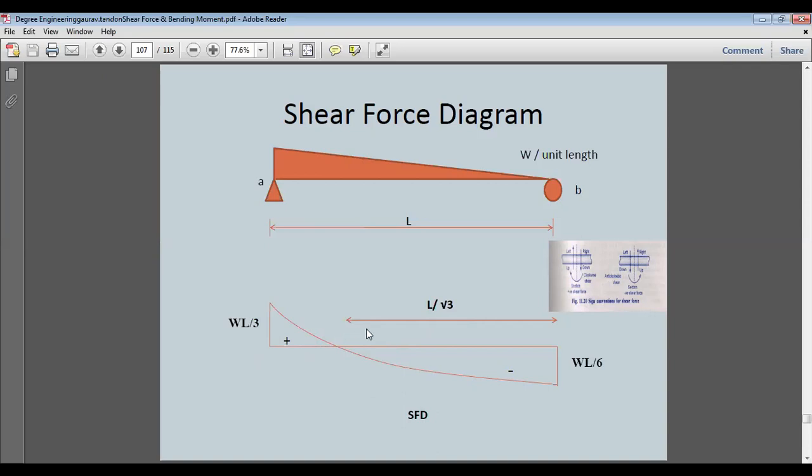Now we can see that WL by 6 is the reaction, and the other reaction is WL by 3. From here it is negative, and it will keep on decreasing up to the point L by root 3, where it changes direction and becomes positive from here to here. So this is the negative shear force and this is the positive shear force. This will be a curve rather than a straight line.